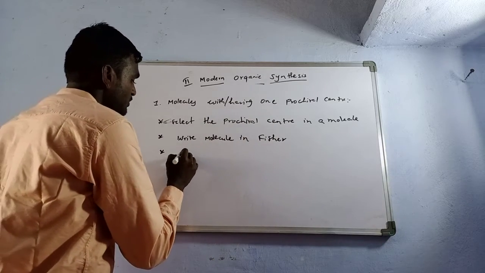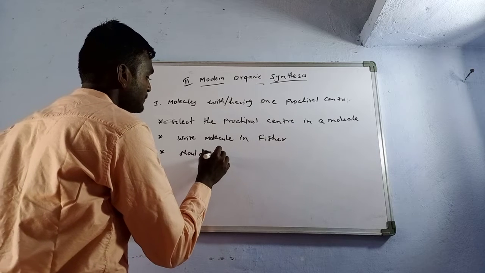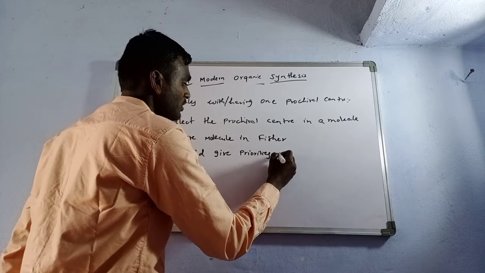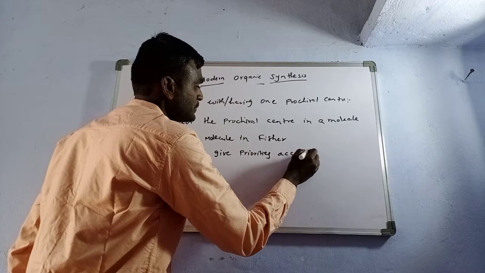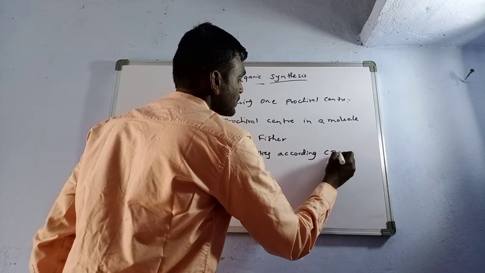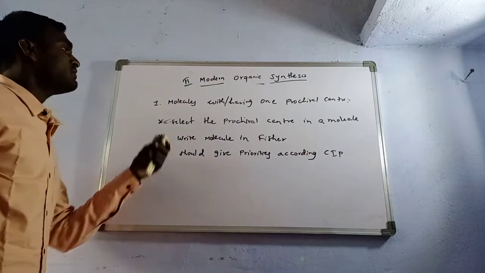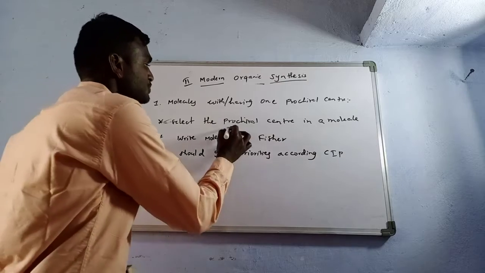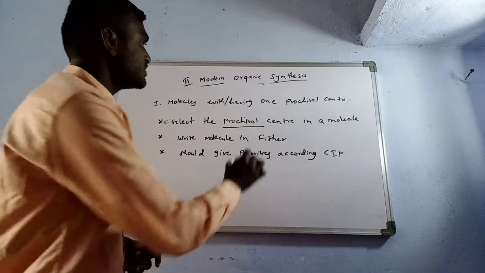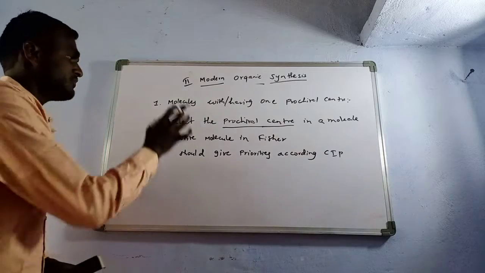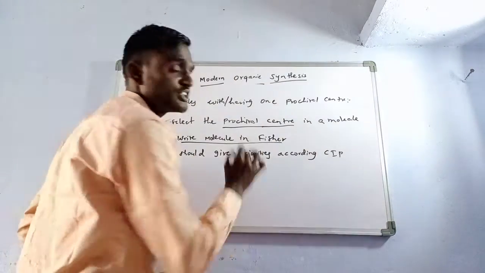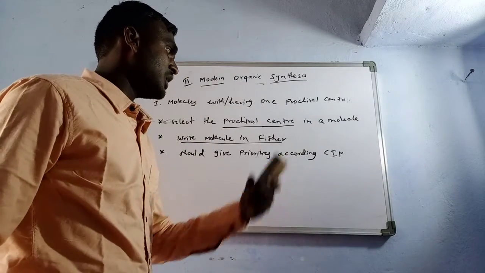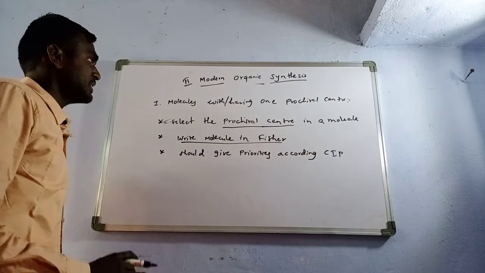Next, you should give priorities according to the CIP rule, the Cahn-Ingold-Prelog rules. Whenever we select the molecule, first you see the molecule, identify which one is the prochiral center, then write the molecule in Fischer form, and after that give the priorities according to the Cahn-Ingold-Prelog priority rules. Let's see an example.